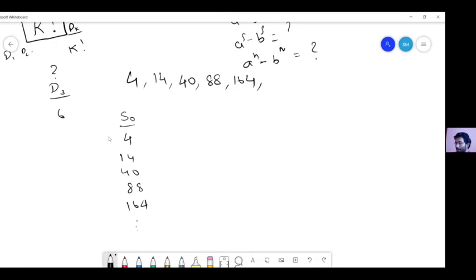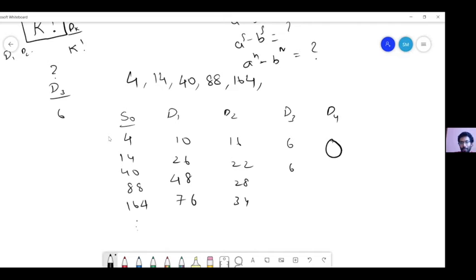So we form the difference table. First order difference would be 10, 26, 48, 76. Second order difference would be 16, 22, 28, 34, and the constant term here is 6. And then you have D4 as 0.